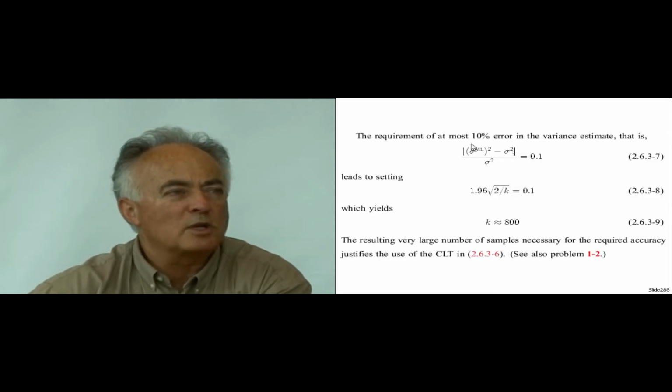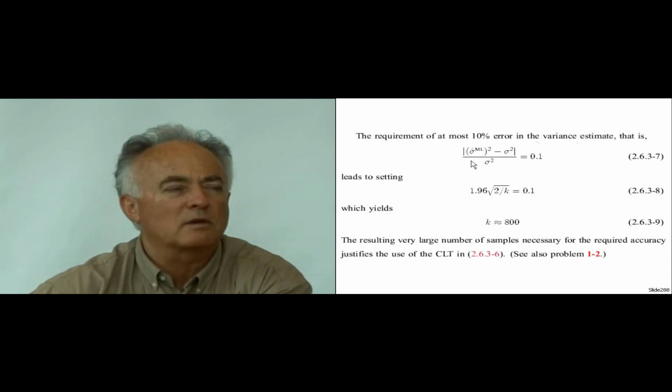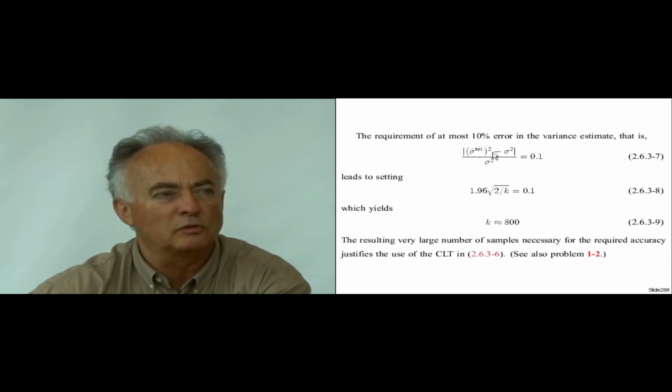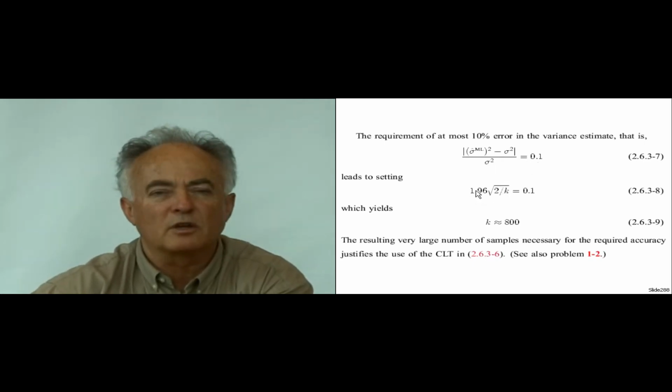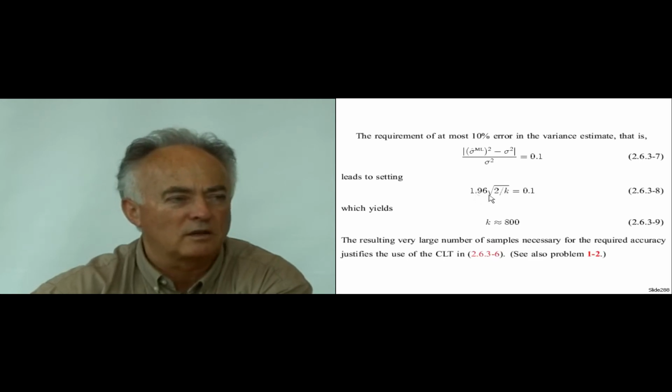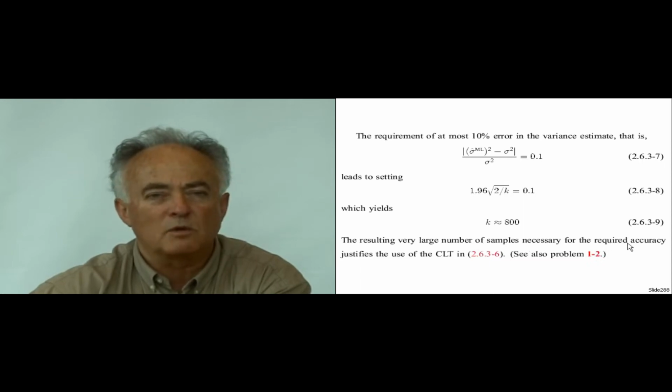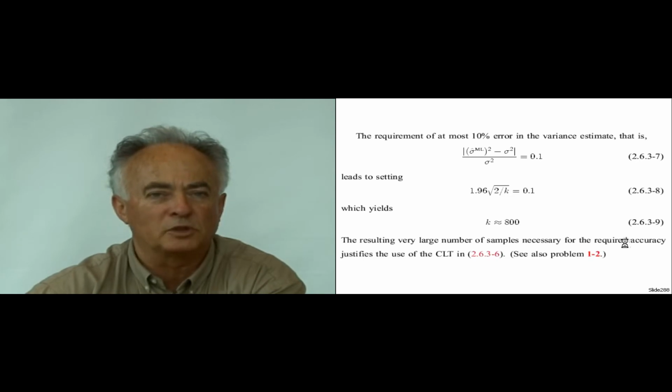Okay, so the requirement of at most 10% error in the variance estimate says the magnitude of sigma hat ML square minus the true value, over sigma square, is at most 0.1. Putting it into the previous equation, we immediately find a single simple equation for K that yields 800. This is a fairly large number, as you can see, but this is what is required for the accuracy we wanted. With 95% probability, you want to be no more than 10% away from the truth.